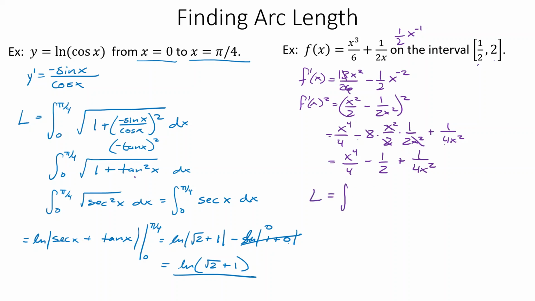integral from, again, these endpoints, so from 1/2 to 2 of the square root of 1 plus this guy. So this is x to the 4th over 4 minus 1/2 plus 1 over 4x to the 4th dx. All right, now there is some cool little simplifying that goes on here.